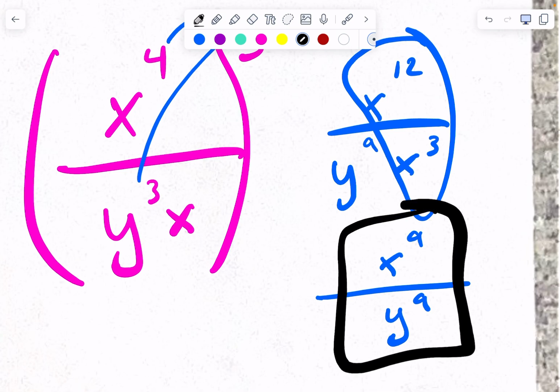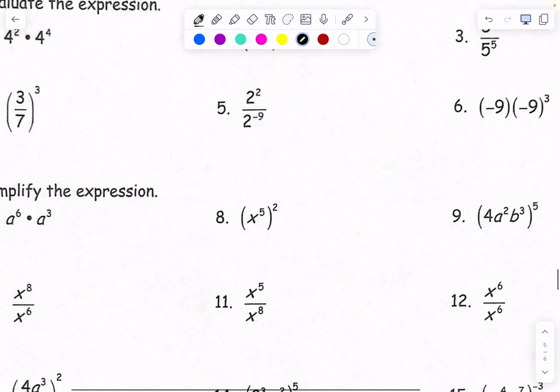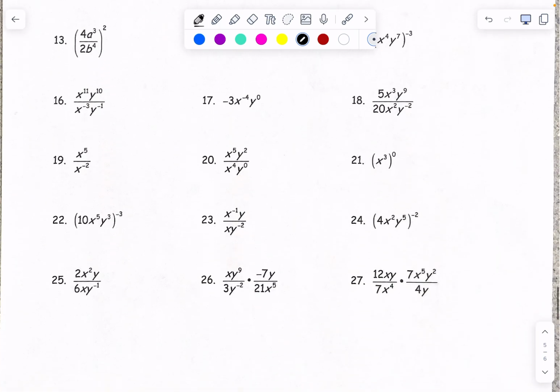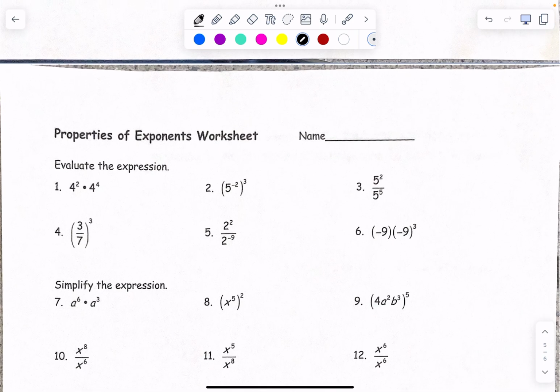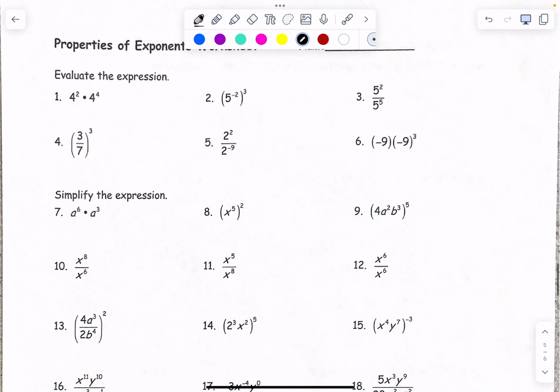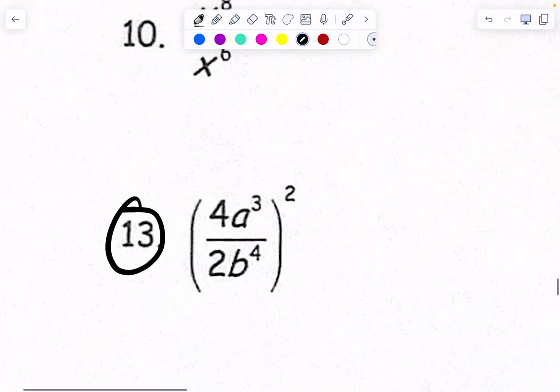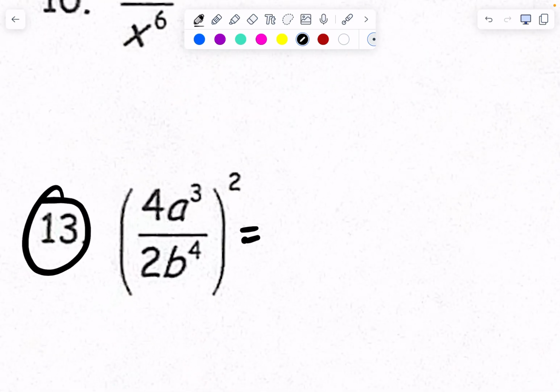Got it? Okay, let's do some from your homework assignment. Let's do number 13 together. Let's do this one real quick. What shall we do there? You want to distribute the square through first? Yeah. Sure. Now don't forget to distribute it for the numbers also.